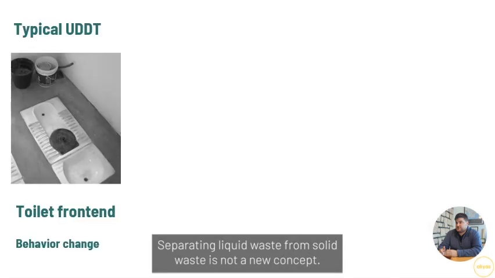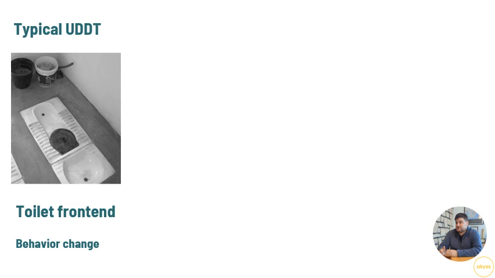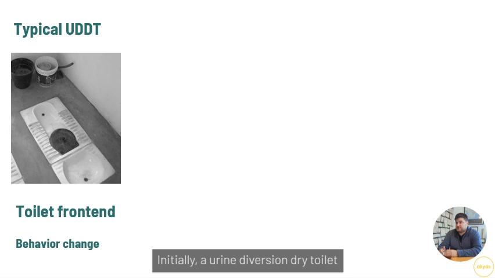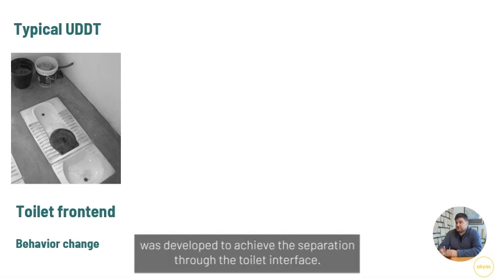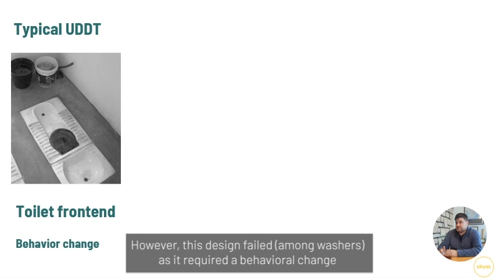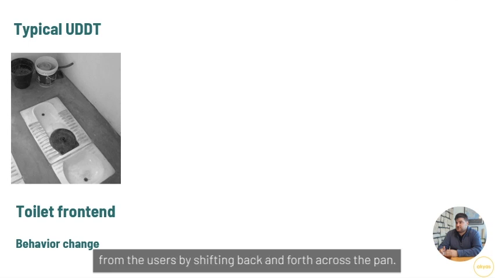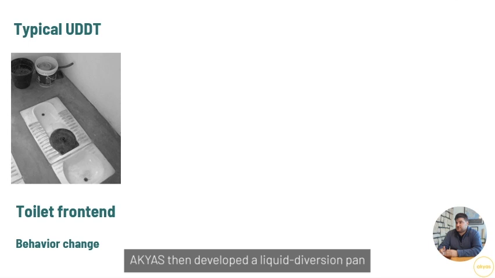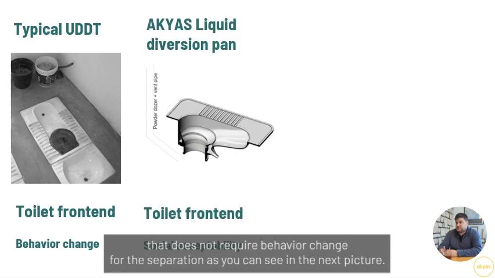Separating liquid waste from solid waste is not a new concept. However, previous front-end applications have not been successful due to user reticence. Initially, a urine diversion dry toilet was developed to achieve this separation through the toilet interface. However, this design failed as it required a behavioral change from the users by shifting back and forth across the pan. AKYAS then developed a liquid diversion pan that does not require a behavior change for the separation, as you can see in the middle picture.